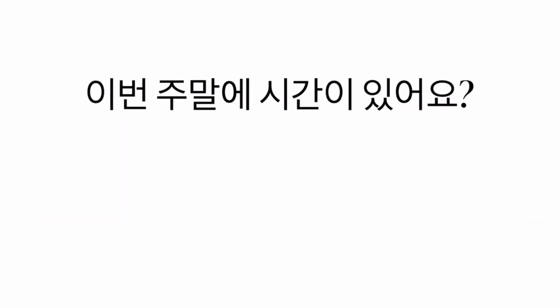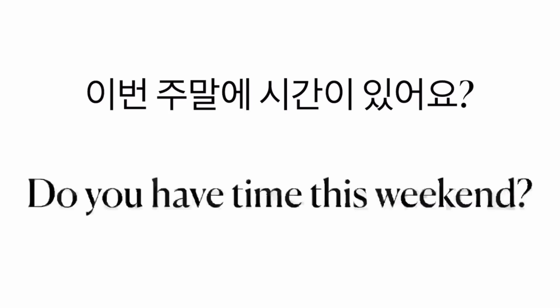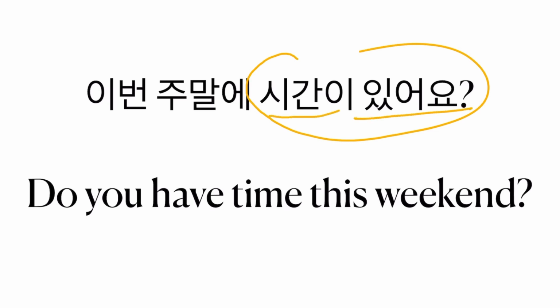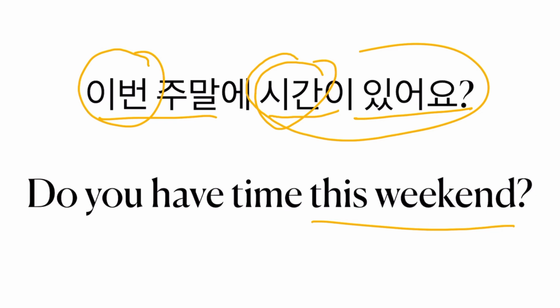이번 주말에 시간이 있어요? This one is easy, right? 시간이 있어요. 있어요 is used for do you have? So do you have time? 시간 is time. So do you have time? 이번 주말에, this weekend. So we already talked about last weekend or last week and next week. So this is how we use. We say this week or this weekend. So 이번 can also be used with 이번 주 means this week. 이번 주말 this weekend, or 이번 달, which means this month.